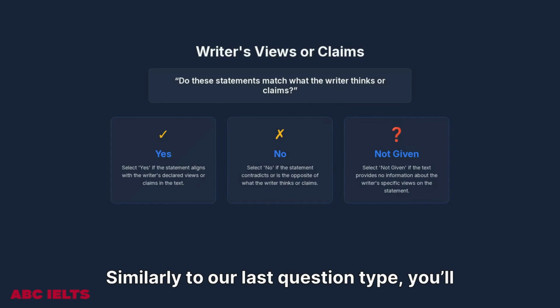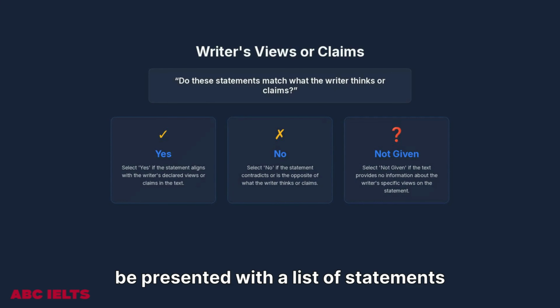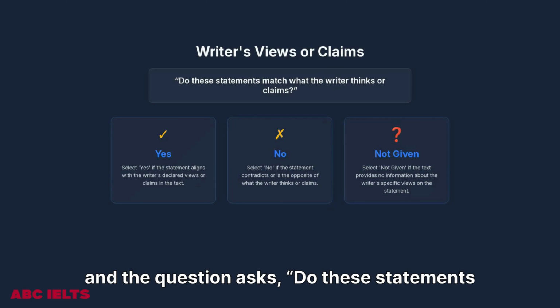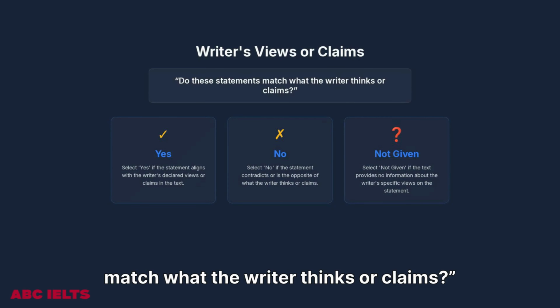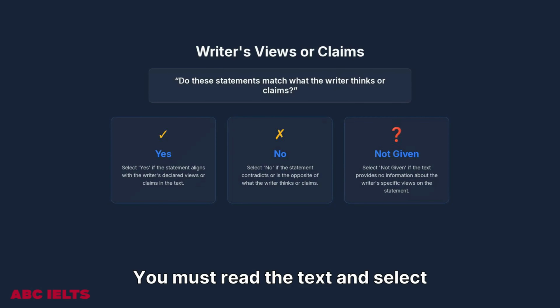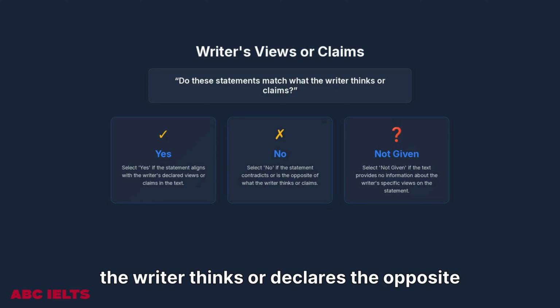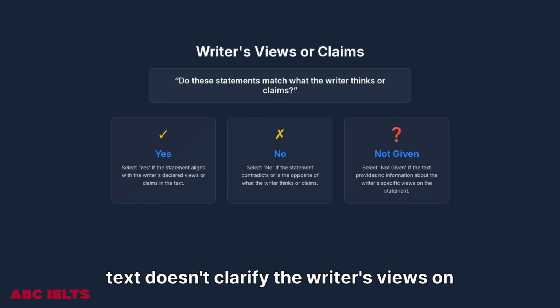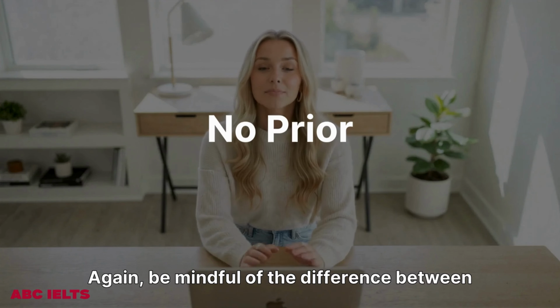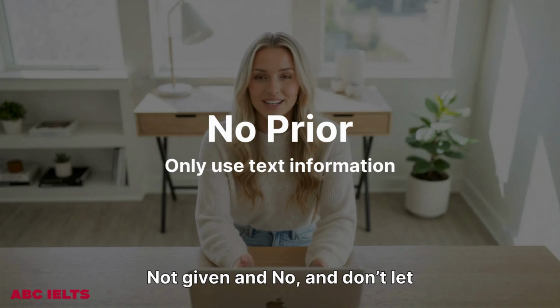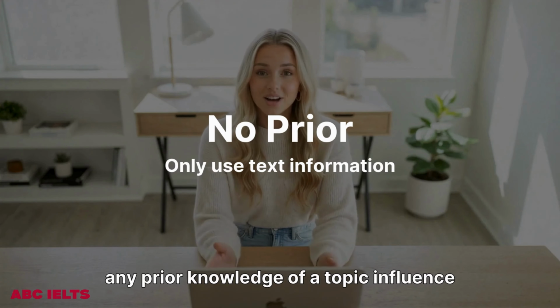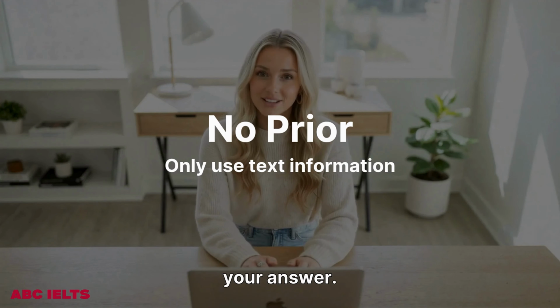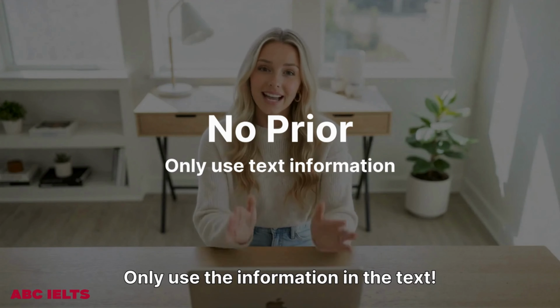With the next type of question, we must pinpoint the writer's views or claims. Similarly to our last question type, you'll be presented with a list of statements and the question asks, do these statements match what the writer thinks or claims? You must read the text and select yes if you think the writer thinks or declares this, no if you think the writer thinks or declares the opposite of this, or not given if the text doesn't clarify the writer's views on the statement. Again, be mindful of the difference between not given and no, and don't let any prior knowledge of a topic influence your answer. Only use the information in the text.